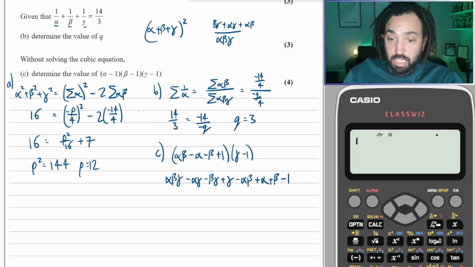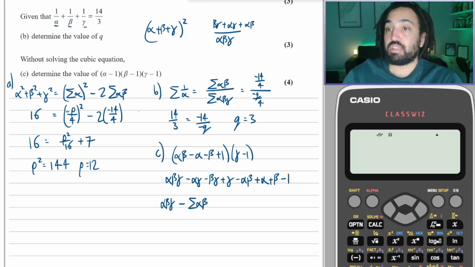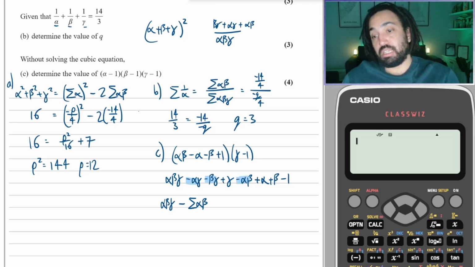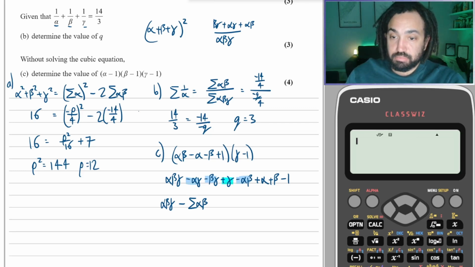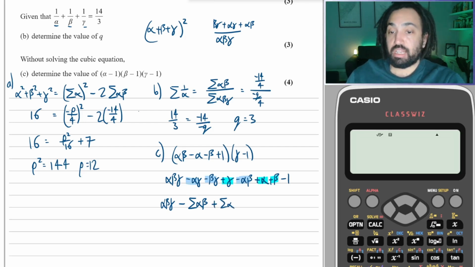Okay, great. So let's collect it all up and see what we've got. Well, we've got an alpha beta gamma. Looks to me like we've got a minus sum of the pairs. So here are all the pairs, and they've all got a minus sign there. And we've also got the roots just added together, so that's just the sum of the roots. And then we've got minus 1.